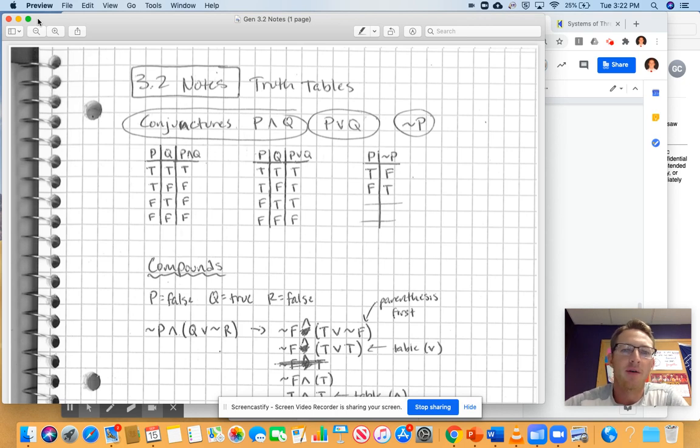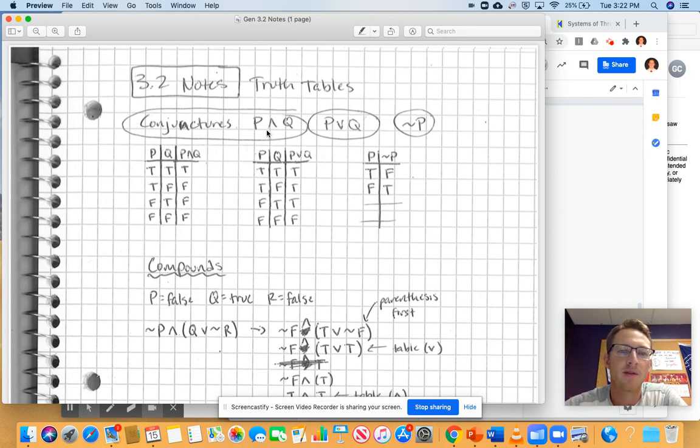Hey, general math, going into truth tables today, 3.2. So just like we talked about in 3.1, we have conjunctions, disjunctions, and negations. Let's talk about conjunctions first. So we have P and Q. Remember that intersection sign we had that was kind of an upside down U? Same idea here with the upside down caret, P and Q.